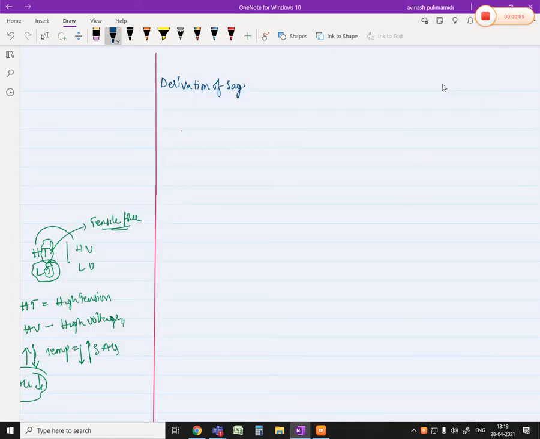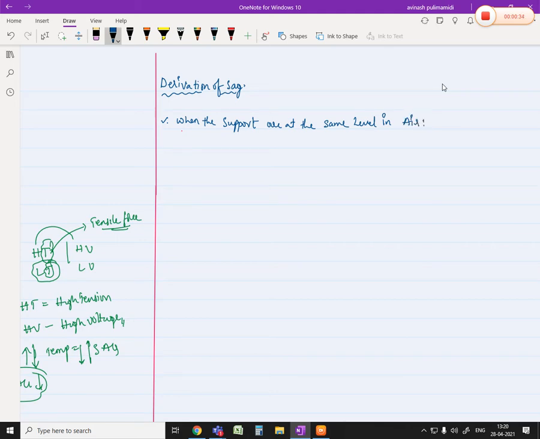See the derivation of sag. First point, for the derivation of sag, we will be considering the case when the supports are at the same level.